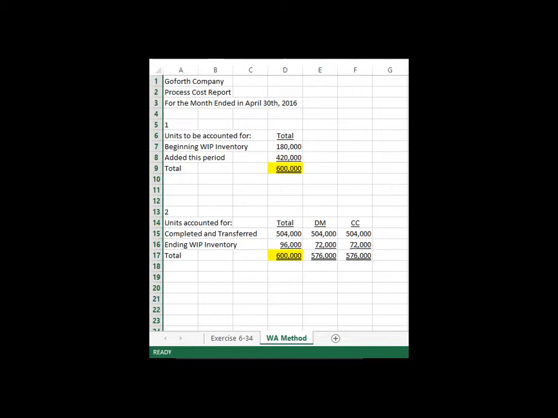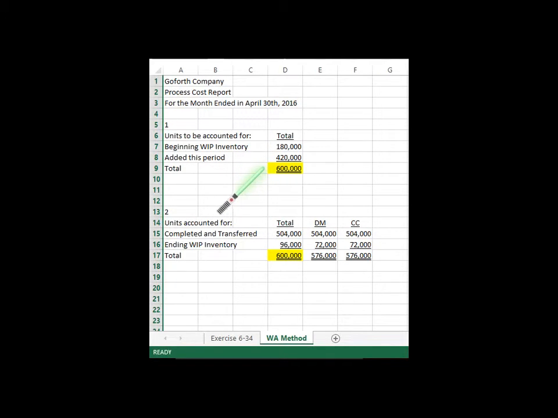Using the weighted average method, this is my solution to the problem. Notice the who, the what, and the when, as demonstrated in the exercise format in Excel. Plus, notice how the total is always going to balance as 600,000. Similar to the original problem, note how the beginning work in process inventory units is still going to be 180,000, and the added this period is 420,000, which when you add them together, you get the total, which is 600,000.